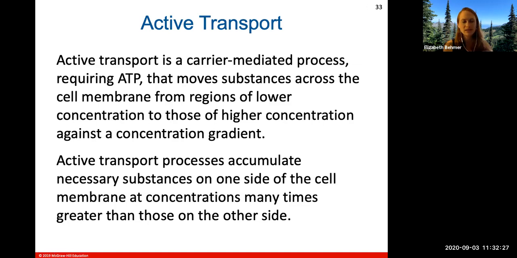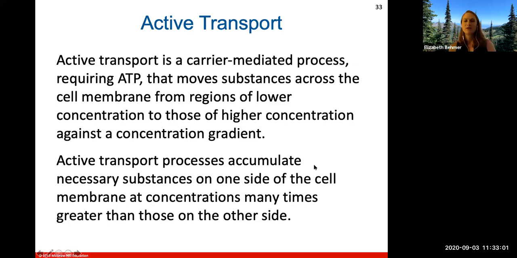Remember, we're talking about the cell, and we're looking at the cell membrane and how things get into and out of the cell. Active transport will always move substances from regions of low concentration to high concentration. What that means is, think of it like you're pushing a big rock uphill, or you're trying to get into a crowded subway train. So you're going from an area of low concentration to high concentration, and to do that would require energy.